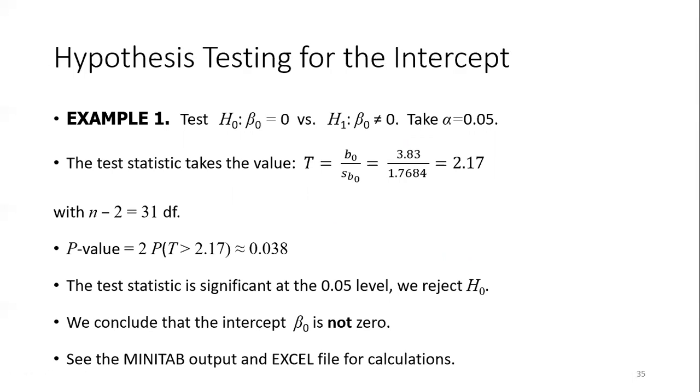So just test whether beta 0 is equal to 0 versus beta 0 is not equal to 0. Just take alpha equal to 0.05. So this is a two-sided test. In fact, with the same alpha level, I have just found the confidence interval.